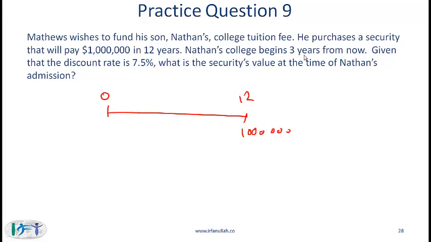College will begin 3 years from now. So that's at the end of 3 years. Notice that 3 years from now means end of 3 years. On the timeline, wherever you see the number, that number represents the end of that year. This is end of year 3. So what is the present value of 1 million at this point in time?